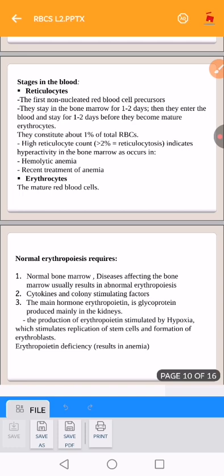The main hormone of RBC formation is erythropoietin. Erythropoietin is a hormone secreted by the kidney. We need erythropoietin for formation of RBCs. Without erythropoietin, there is no formation of RBCs. So what happens if we have a renal disease or low production of erythropoietin? We have anemia.